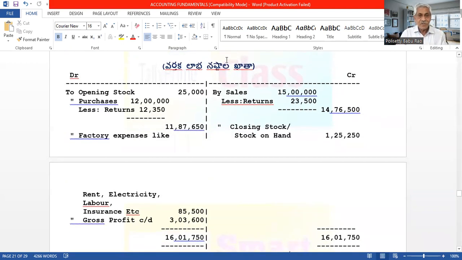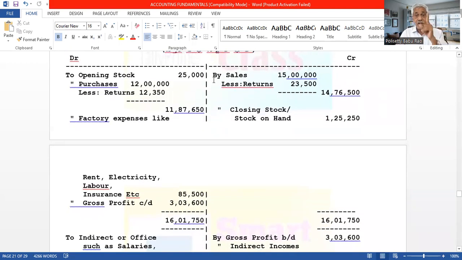So the first part is the trading account. First we take the opening stock, the closing stock of last year. Then purchases we write on the debit side. Purchase returns are credit, but we should not write like that. Returns are related to purchases, so from the purchases we have to reduce. Purchases less returns means purchase returns; we write the net purchases here.